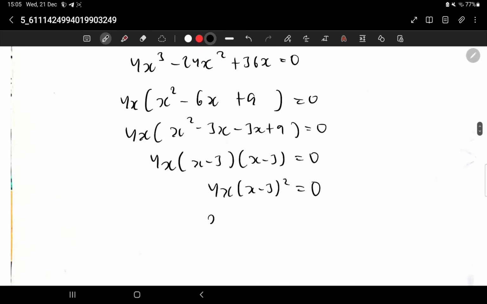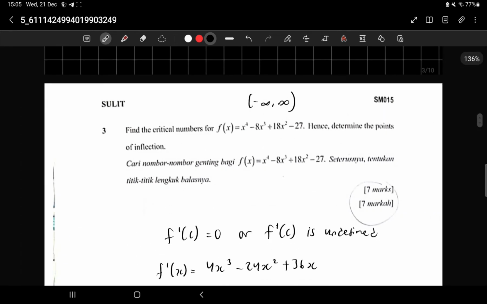So two values, which is x is 0 and x is 3. Both of these are our critical values. Am I correct? Yes, I am. Okay, nice. Looks like calculus works for me.